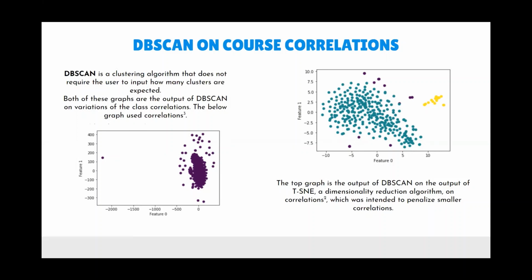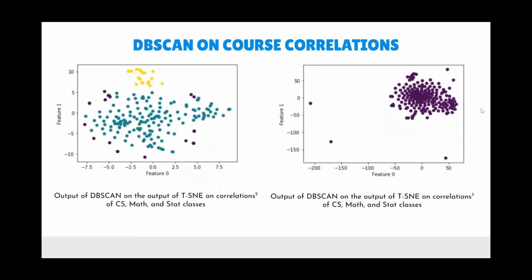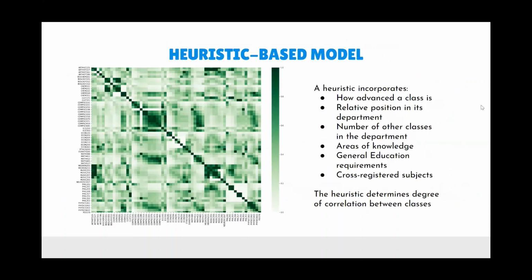However, these results seem to not completely capture the information we wanted, as the clusters have a lot of noise. Furthermore, when we ran DBSCAN on CS, math, and stats classes, we got similar results, reinforcing this previous conclusion. Thus, we tried an alternate approach to determine course correlations.